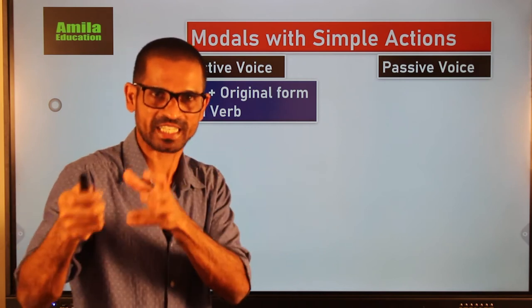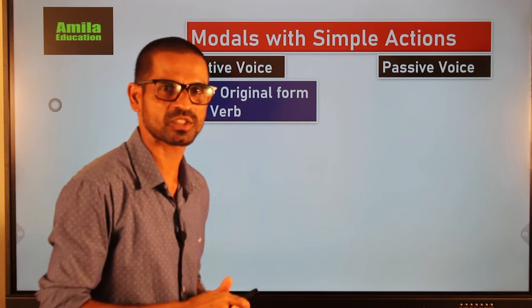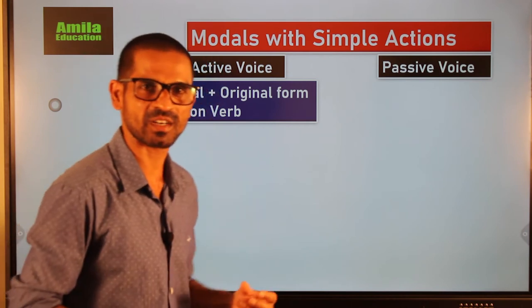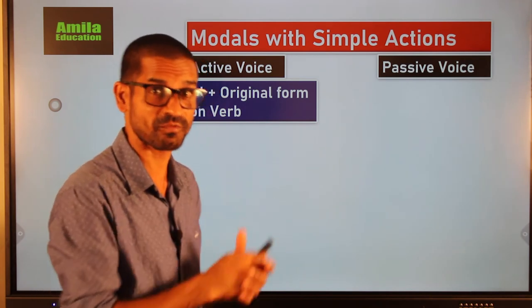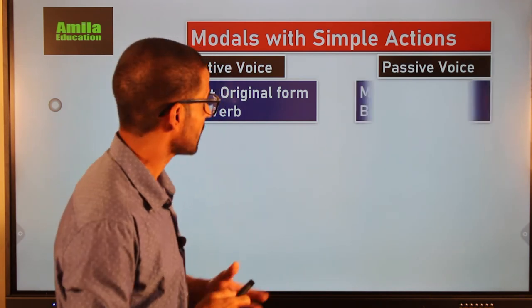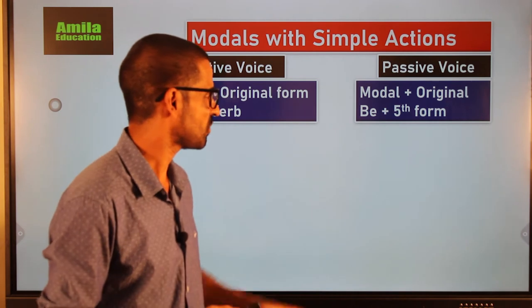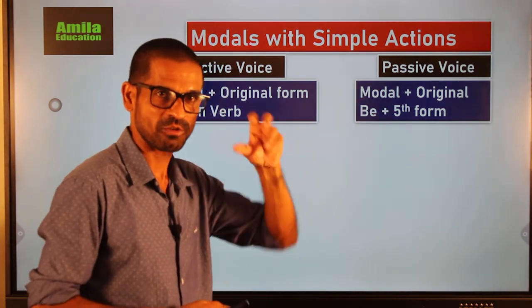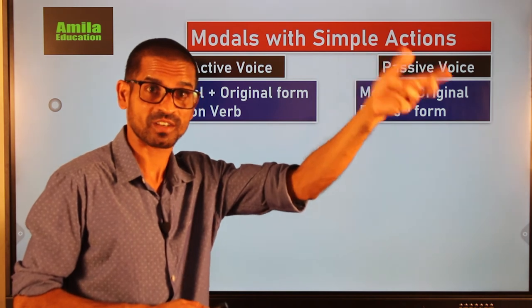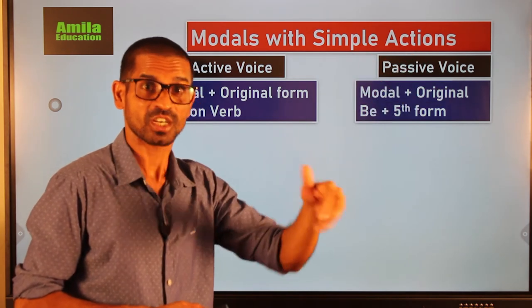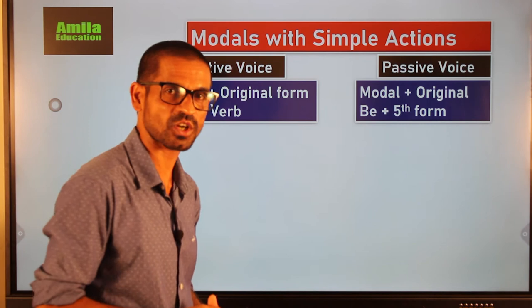And we communicate it with be verb and past participle, or be verb and fifth form of the action verb. That is how you communicate passive voice. Be verb and fifth form. Write, written; give, given. Past participle is given. Teach, taught. Past participle is taught.